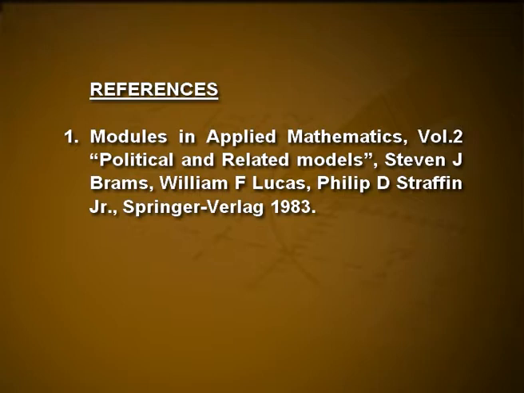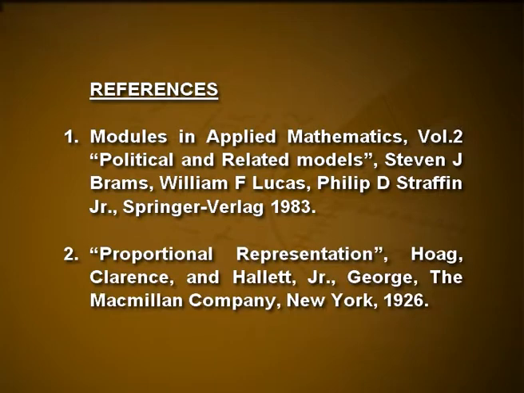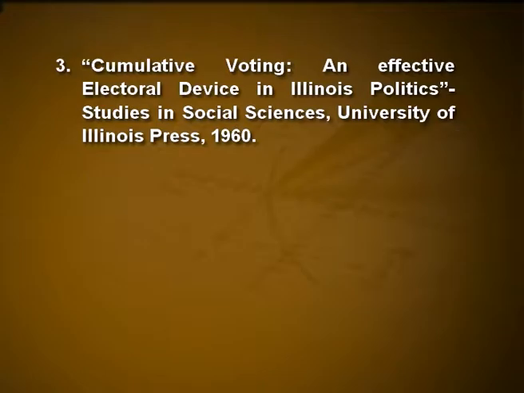Here are some references. First one, Modules in Applied Mathematics Volume 2, Political and Related Models by Stephen J. Brams, William F. Lucas, Philip D. Straffin Jr. and Springer-Verlag 1983. Second one, Proportional Representation by Hogg, Clarence and Hallett Jr., George, The Macmillan Company, New York 1926. Third one, Cumulative Voting, an Effective Electoral Device in Illinois Politics, Studies in Social Sciences, University of Illinois Press 1960.